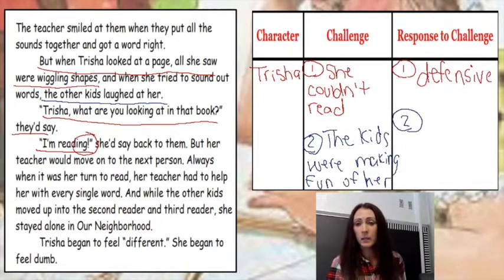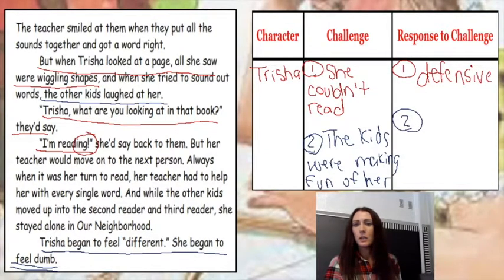I think this part is really, actually really sad. You know, she could have responded to this in a multitude of ways, but if you go back in the text, it says Trisha began to feel different. She began to feel dumb. So she really doubted herself. She had self-doubt, and she began to believe what the other kids were saying. She began to believe that she was dumb.